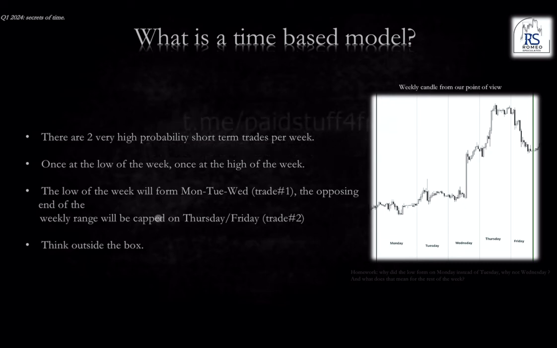But to encapsulate the weekly candle, you can be sure that the low of the week is going to be made on Monday, Tuesday, or Wednesday. And the range will be capped on Thursday or Friday. And another thing is, the same candle, for example, let's take Wednesday. Wednesday cannot form the high and the low of the week.